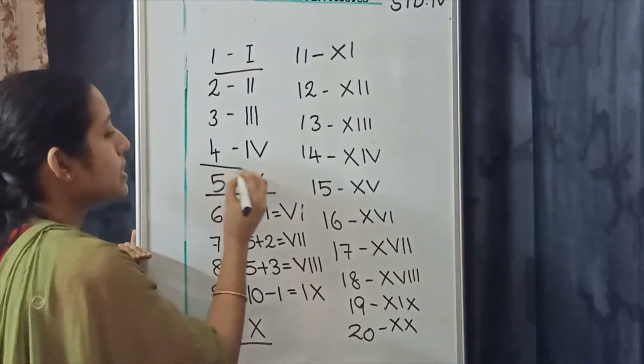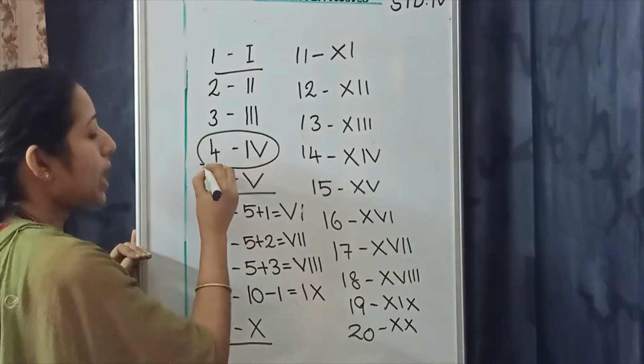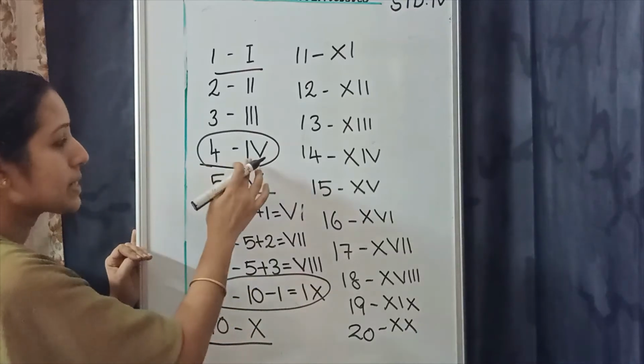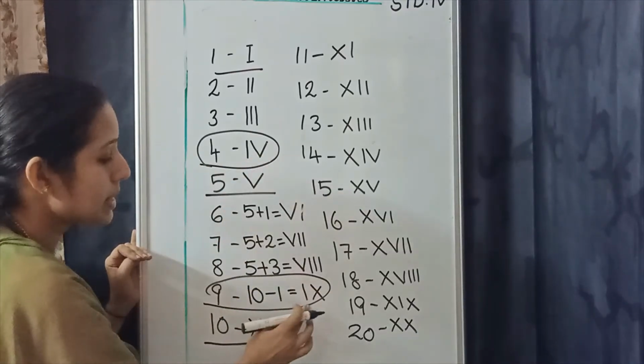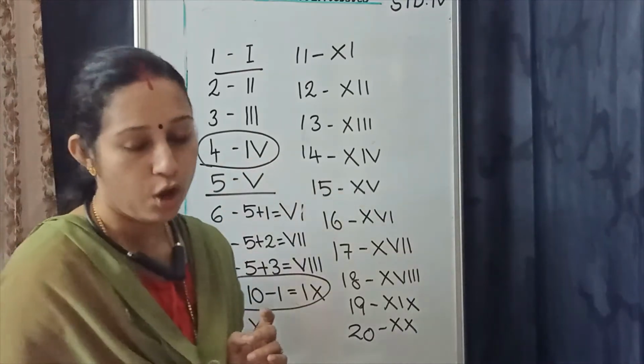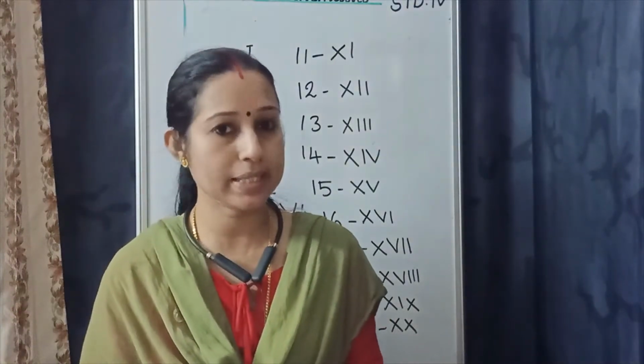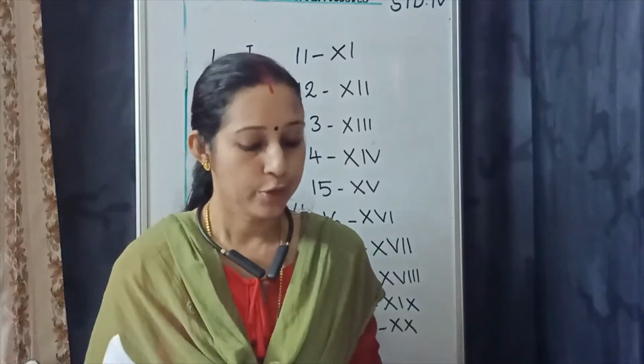Also, these are exception cases: how to write 4 and how to write 9. 4 is IV, 9 is IX. So these are the 7 basic symbols in Roman numerals.